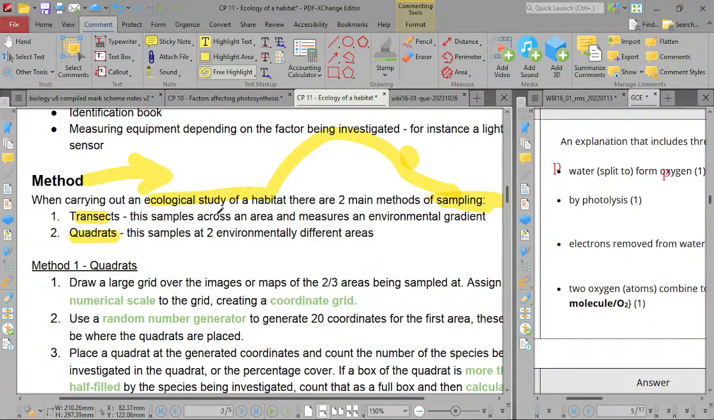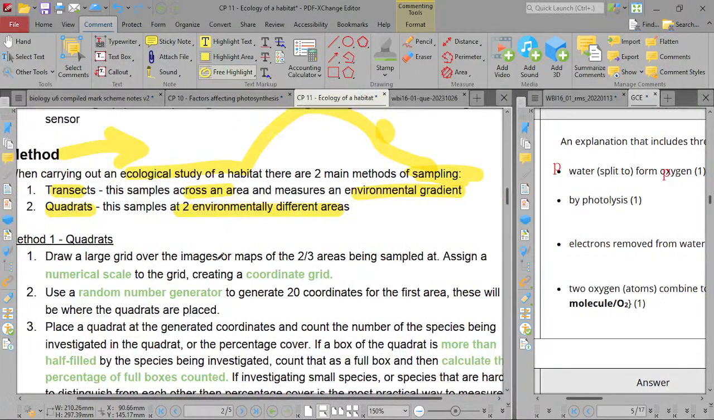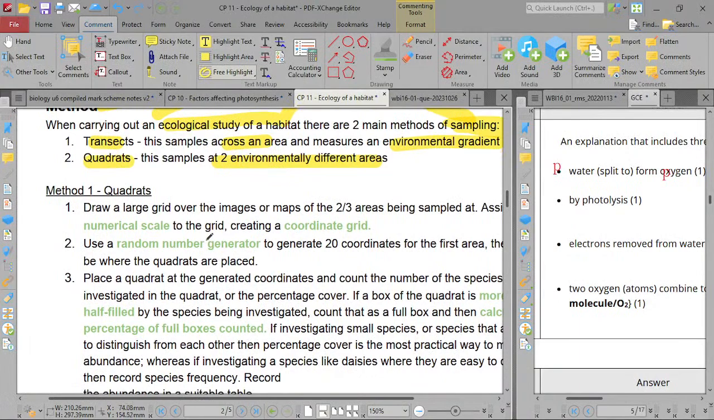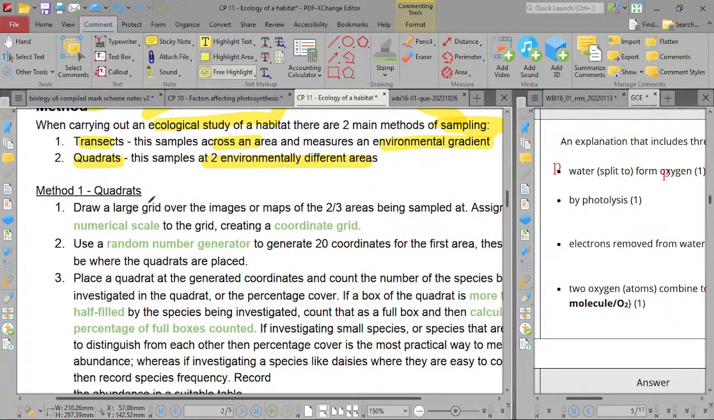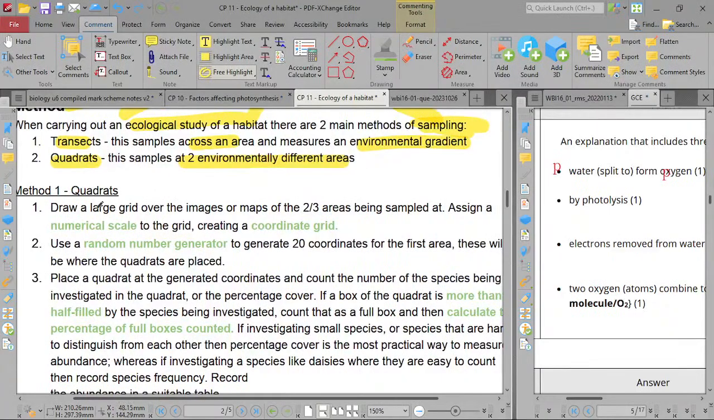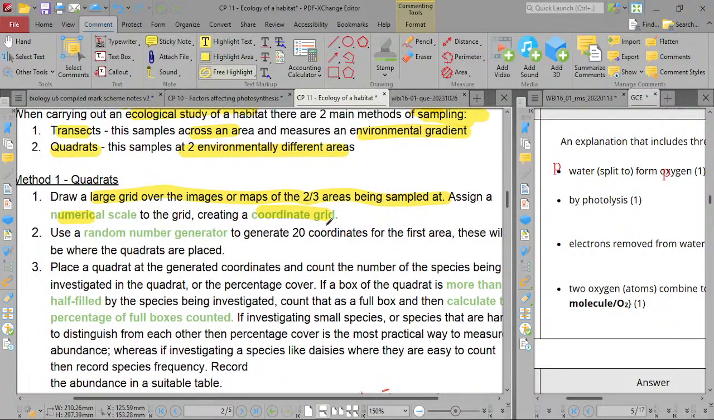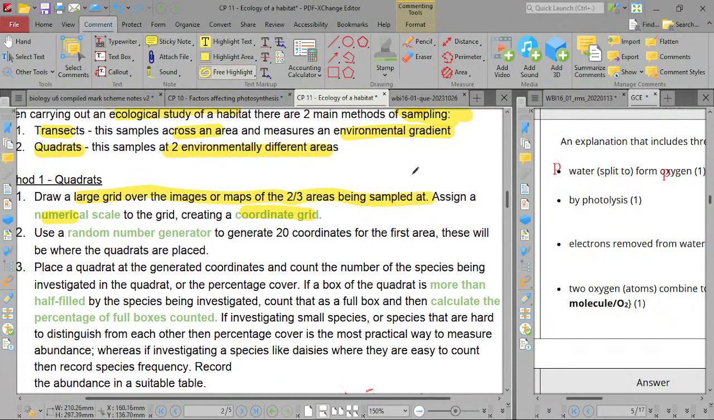One is a transect, which samples across an area and measures an environmental gradient, whereas quadrats sample two environmentally different areas. So method one is quadrats, where we're going to be sampling two environmentally different areas. We draw a large grid over the images or maps of 2 out of 3 areas being sampled, assign a numerical scale to the grid, and create a coordinate grid.